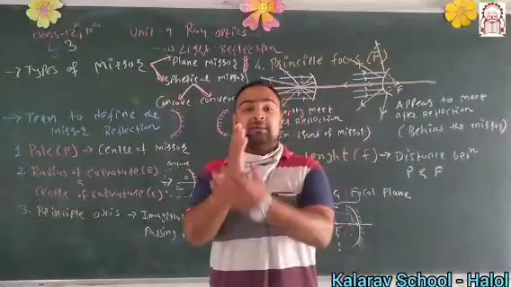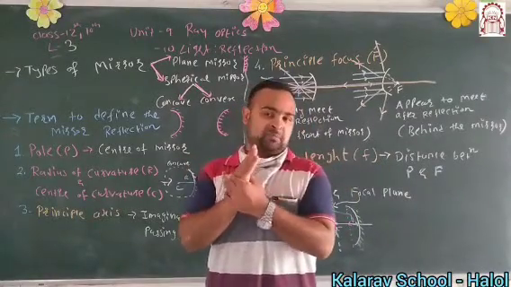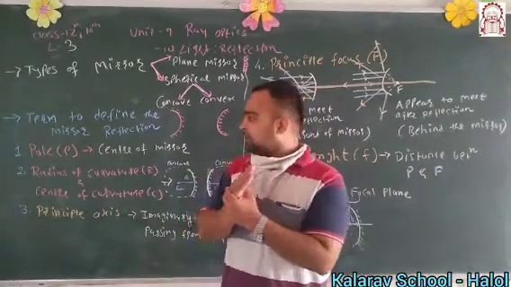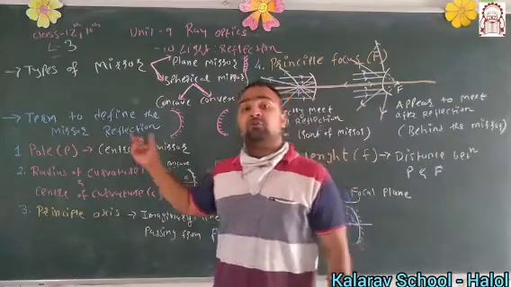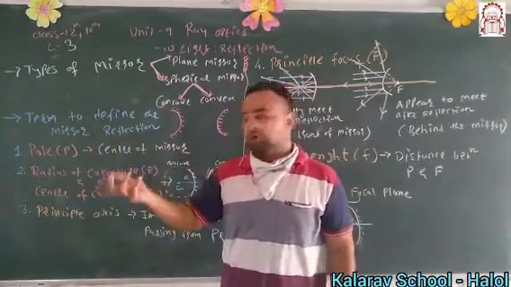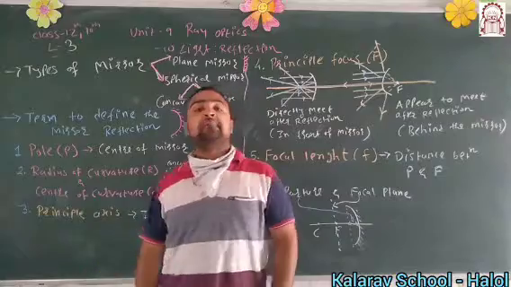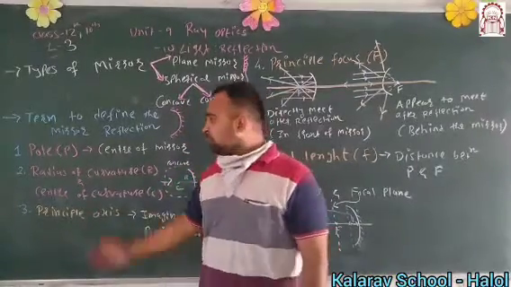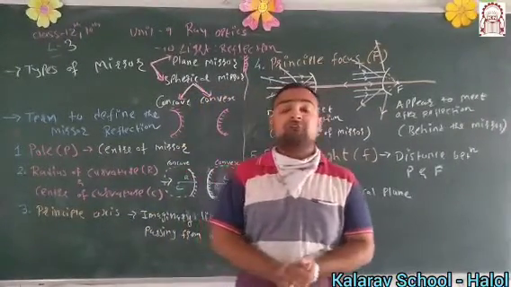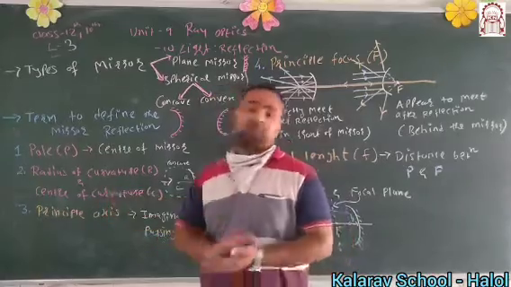So where is the pole? It is on the mirror, on the surface of the mirror. Okay, that point is clear. And whenever you have to represent the pole symbolically, it is represented by the capital P. Understood? The next thing is called the radius of curvature and the center of curvature.